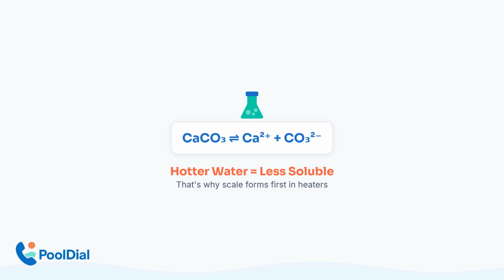Langelier built on established carbonate equilibrium science. Calcium carbonate dissolves in water governed by a temperature-dependent solubility constant. The key insight: as water gets hotter, calcite becomes less soluble. That's why scale forms first in heaters.